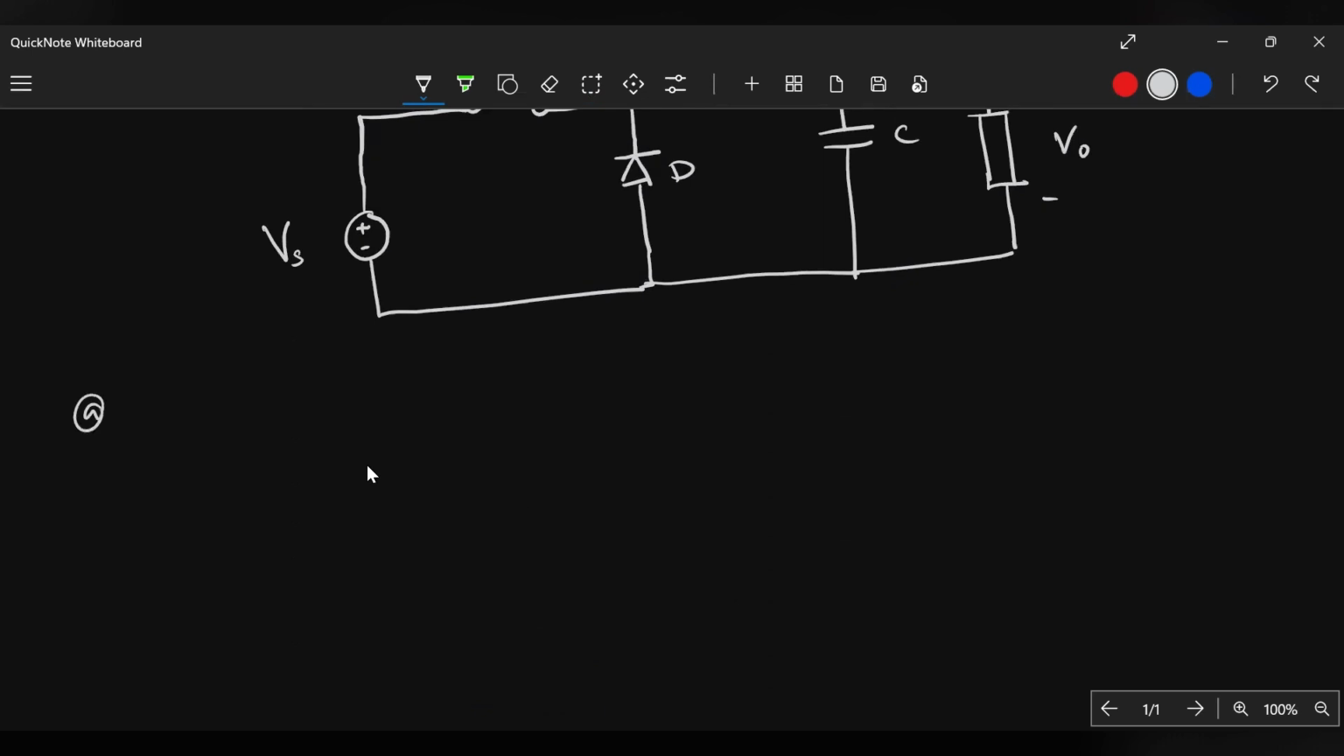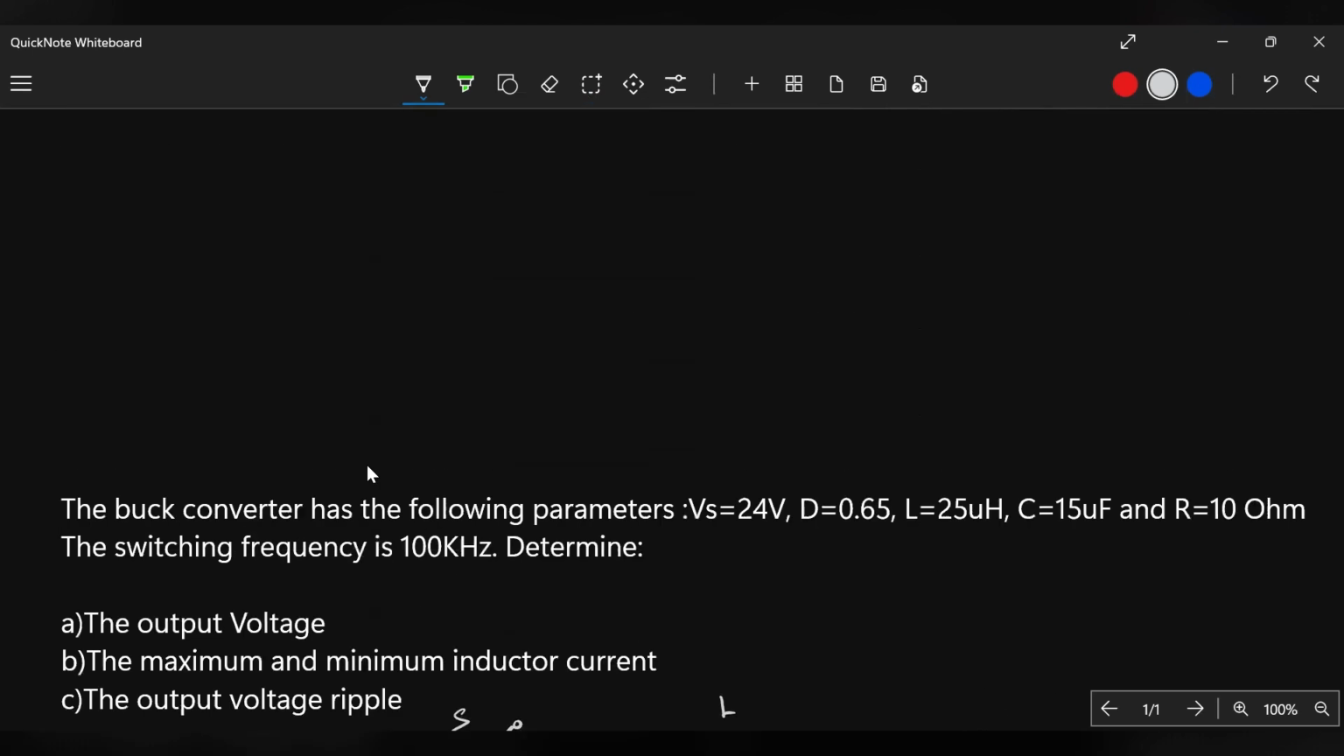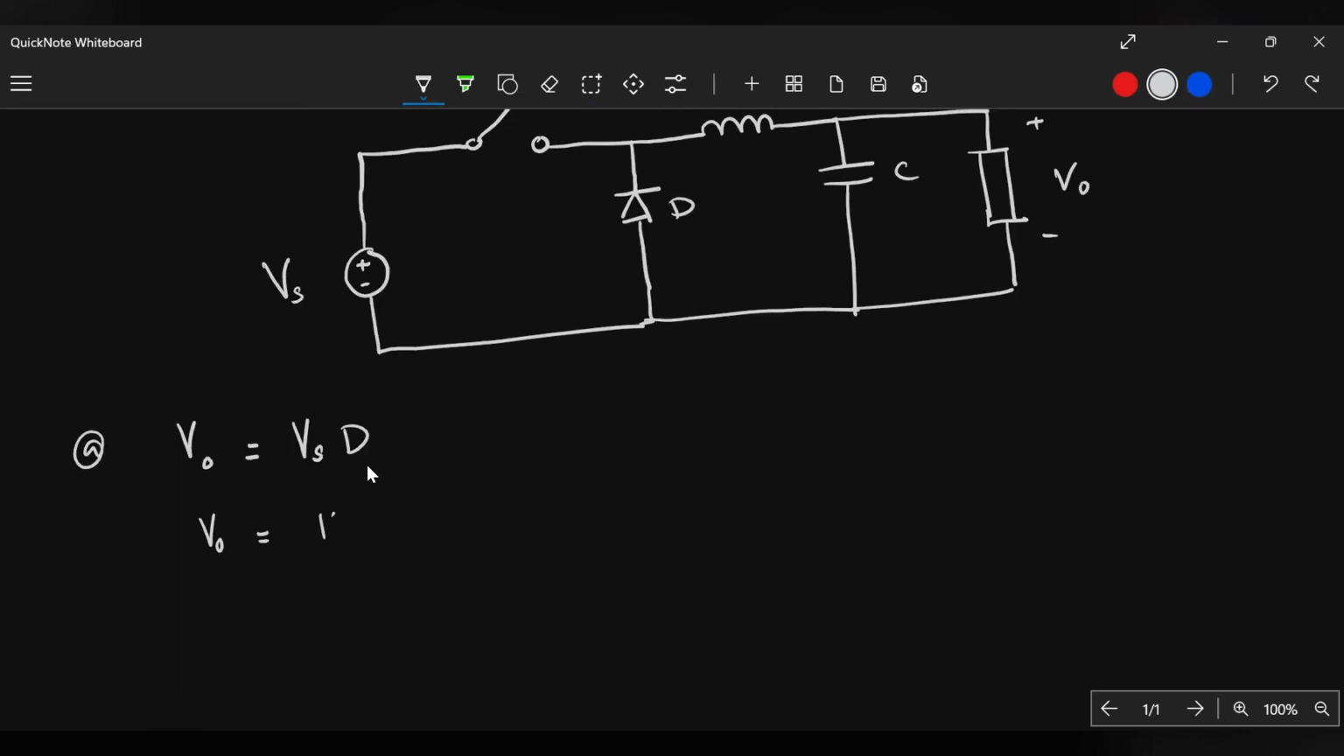For the first question, the output voltage. The output voltage for the buck converter is given by the source voltage times the duty cycle. As you can see, the duty cycle is always less than 1, so the output voltage will always be less than the input voltage. So the output voltage will be equal to the source voltage, 24 volts, times the duty cycle, which is 0.65.